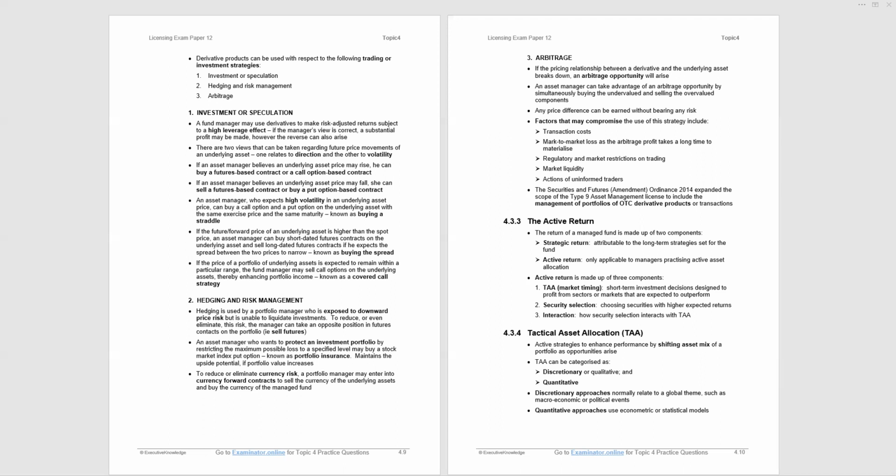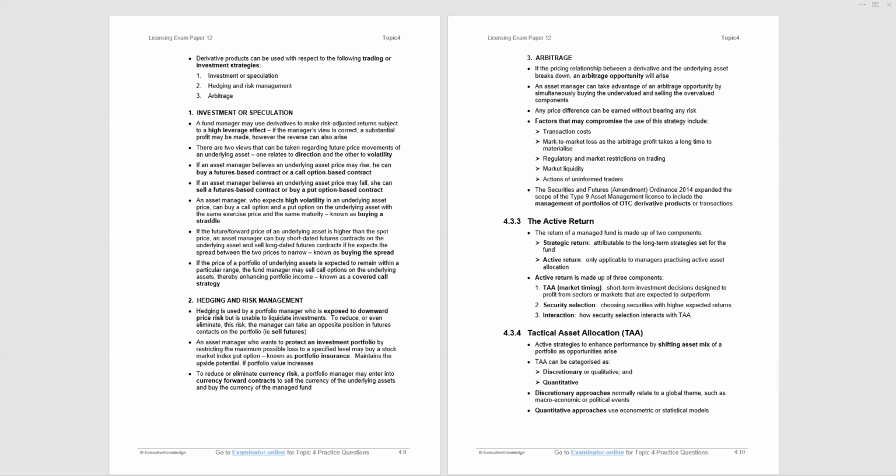So you're making money from selling the options, receiving the premium on the underlying assets, thereby enhancing portfolio income. And that's known as a covered call strategy. As I say, paper 9 gets into this in a lot more detail.